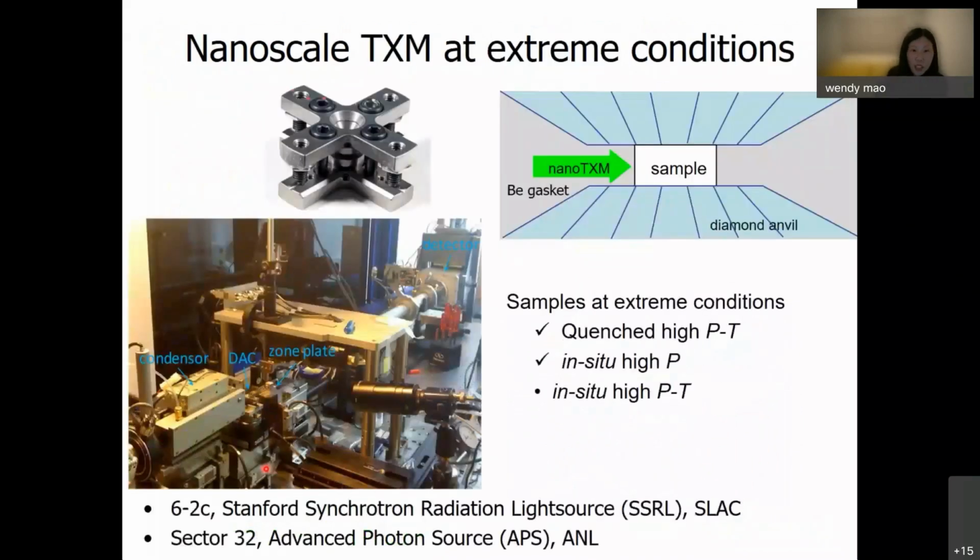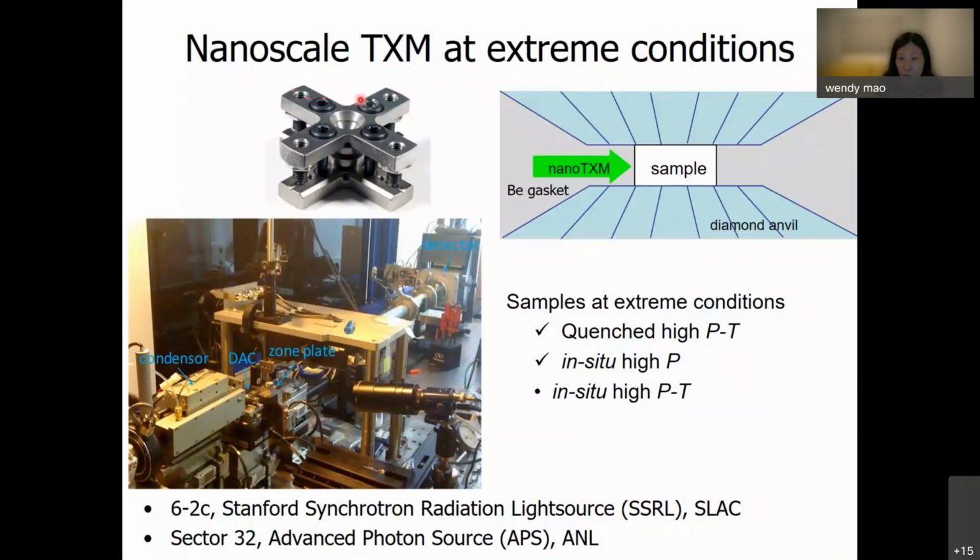Okay, so what we want to do is be able to use this technique to conduct 3D imaging at deep Earth conditions, so at high pressure and variable temperature. We can look at quench samples really well. These are samples that have been synthesized at high pressure and temperature, and then recovered back to ambient conditions. Then we cut out a portion of interest and image that. We've also coupled diamond cells for in-situ high pressure imaging at room temperature. And here we use a modified diamond cell for this purpose.